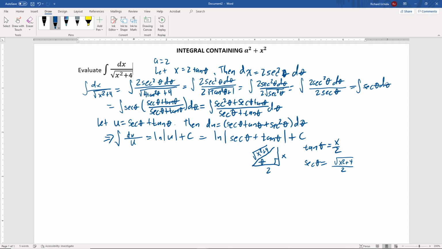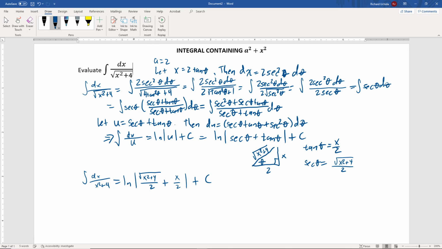So plugging that all in, we have that our original integral, this dx over x squared plus 4, is equal to the natural log of the absolute value of secant of theta, which was that square root of x squared plus 4 all over 2, plus tangent of theta, which was the x over 2, that plus c. So that's doing it with trigonometric substitution.